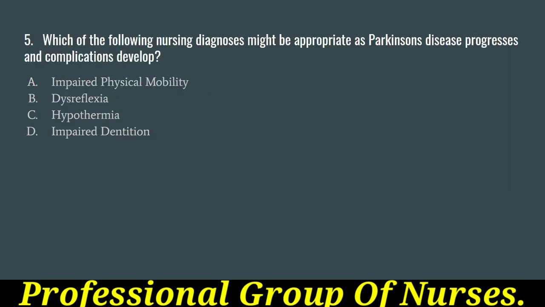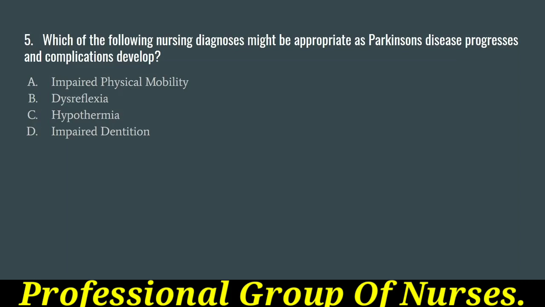Question 5. Which of the following nursing diagnoses might be appropriate as Parkinson's disease progresses and complications develop? A. Impaired physical mobility. B. Dysreflexia. C. Hypothermia. D. Impaired dentition.